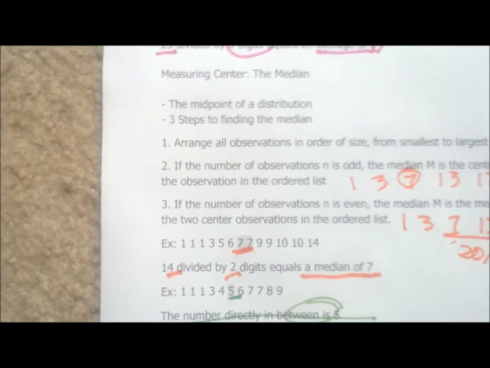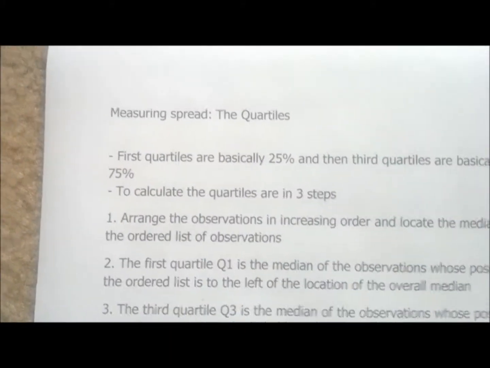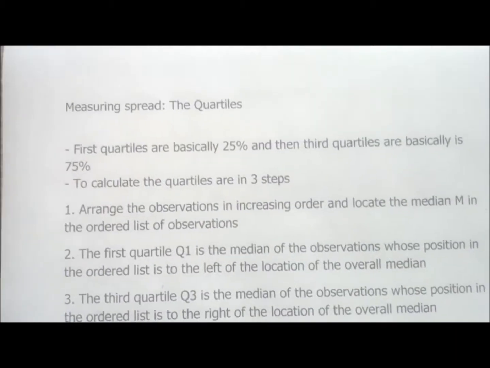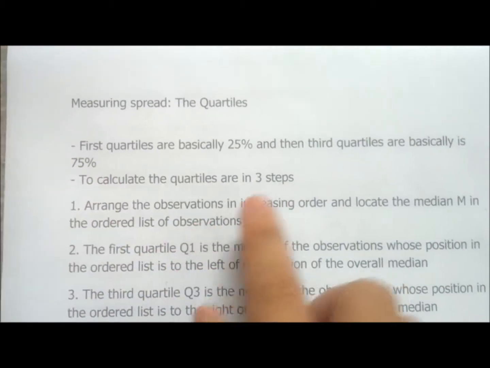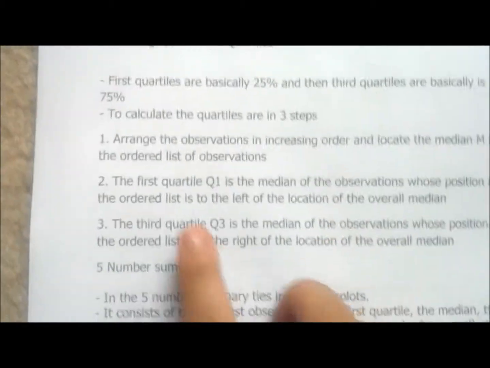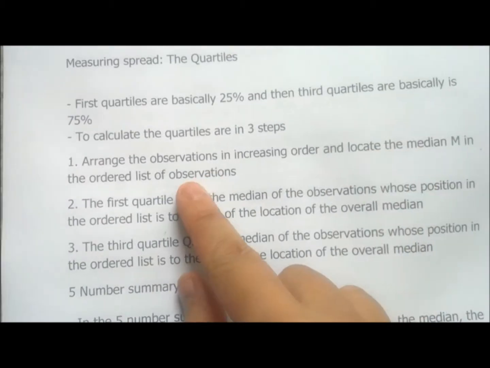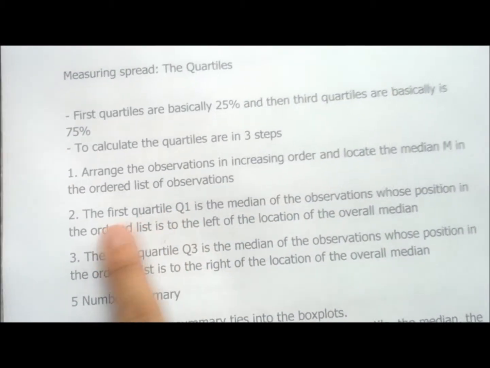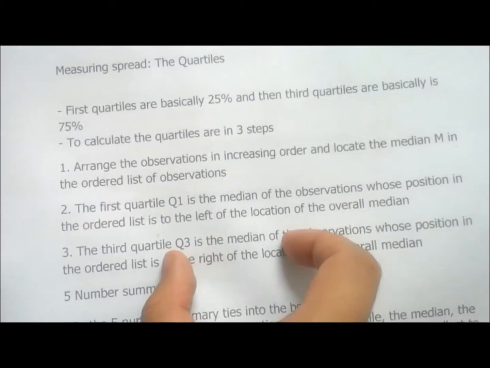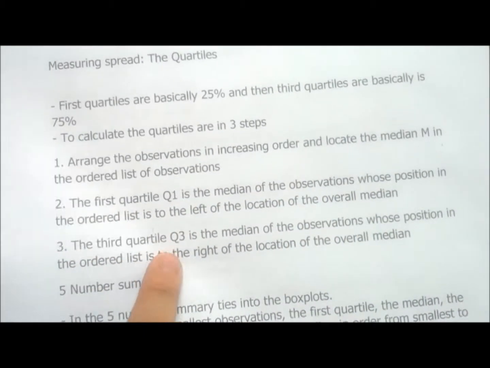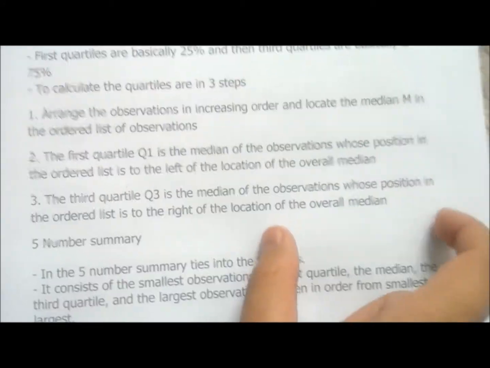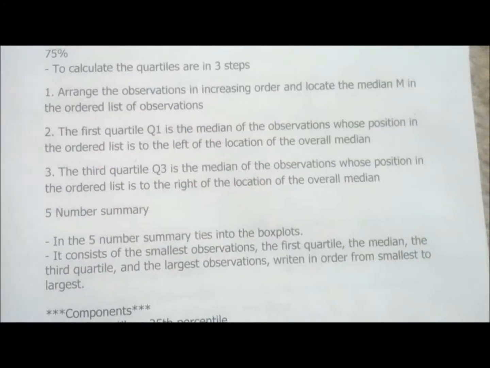Now next, we go on to measuring the spread, which is right here. The spread is essentially how far it is. For this, we can use the quartiles, which are the 25th and 75th percentile. You can find them in 3 simple steps. You arrange the observations in increasing order, same as you would do with the median. Now, the first quartile is right in between the first half. Now, the third quartile is right in between the second half.